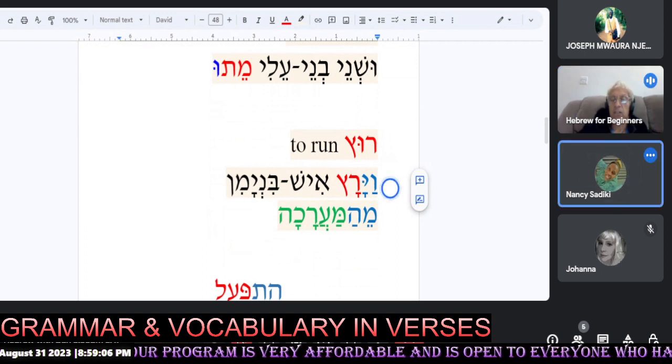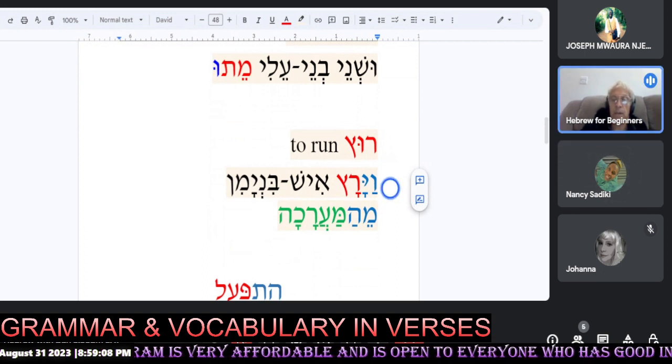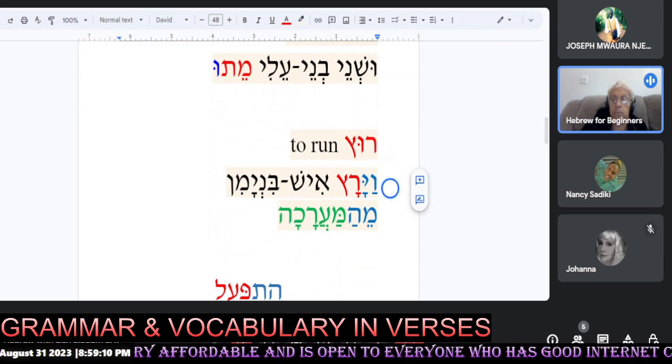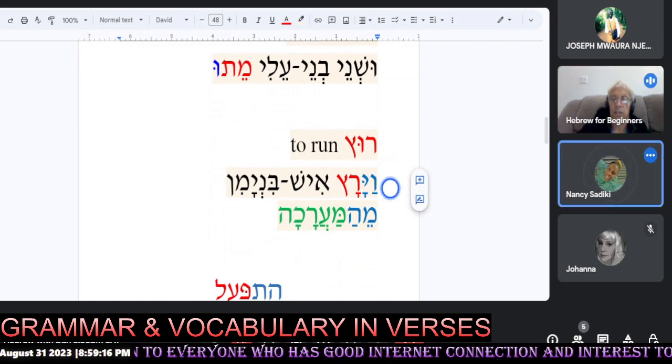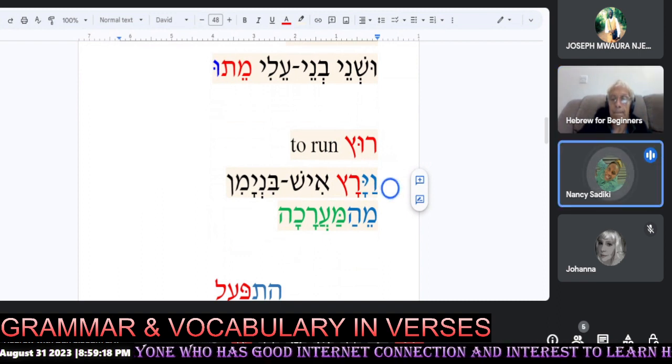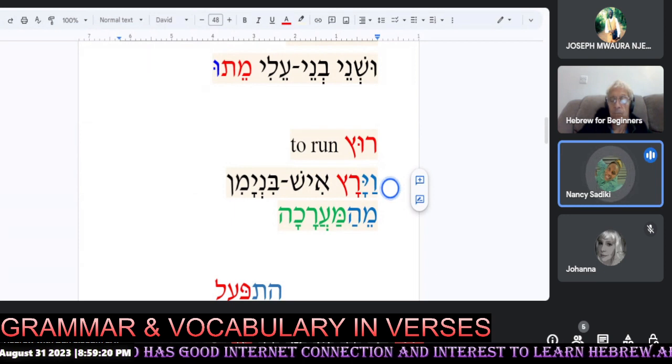Vayarut ish Binyamin, and the man from the tribe of Benjamin ran from the battle. Okay. Vayarut, yeah. May I ask then, how do we get it that there's a he ran?